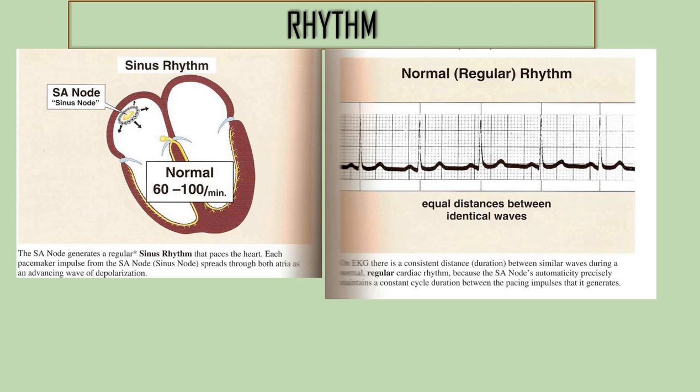On ECG, there is a constant distance between similar waves during a normal regular cardiac rhythm, because the SA node's automaticity precisely maintains a constant cycle duration between the pacing impulses that it generates. Normal regular rhythm.